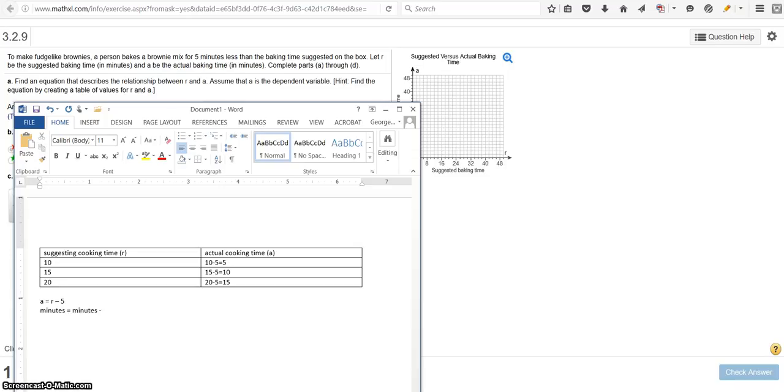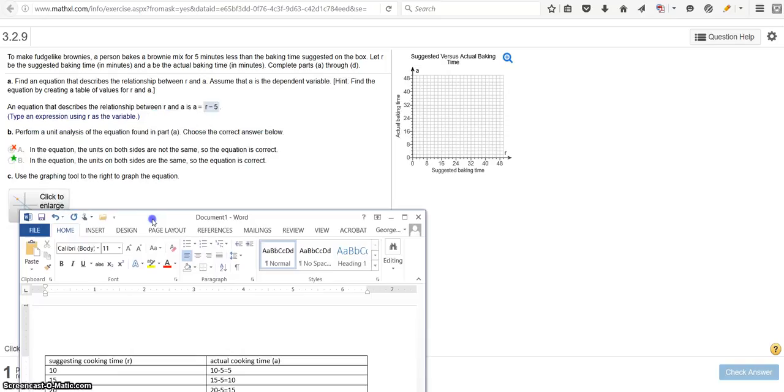And the number 5, that's also minutes. Oops, helps if you spell it correctly, doesn't it? M-I-N-U-T-E-S. So notice we have only the units of minutes on the left, and we have minutes minus minutes on the right, which is also a unit of minutes. So the answer for part B should have been: in the equation, the units of both sides are the same, so the equation is correct.